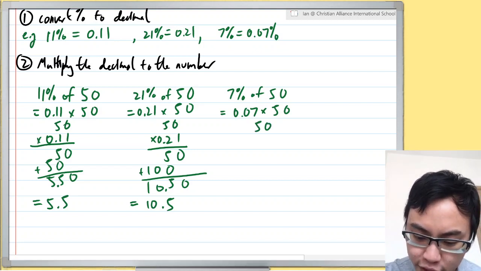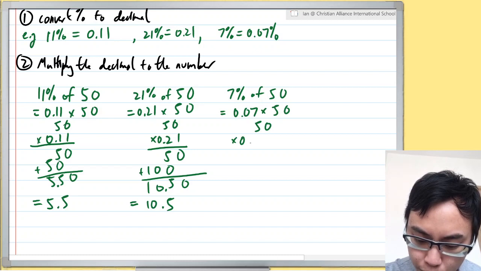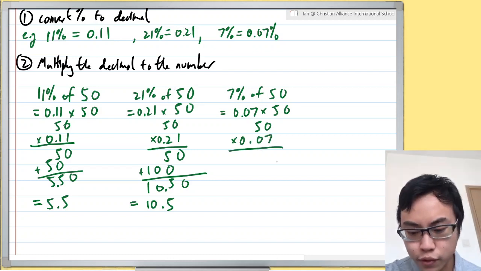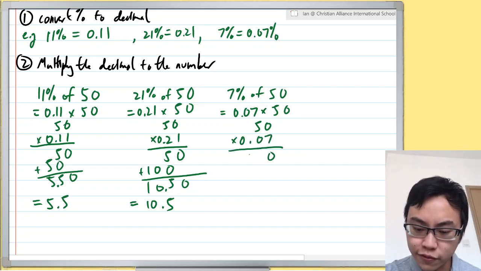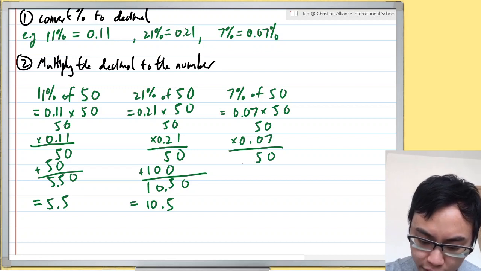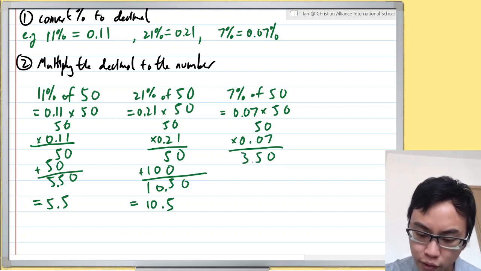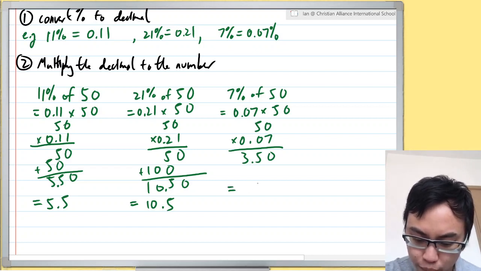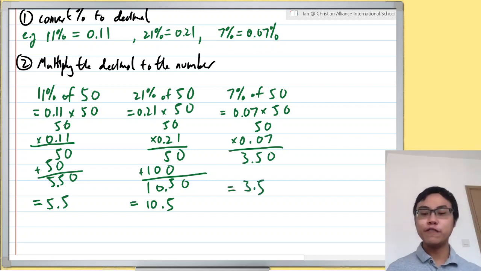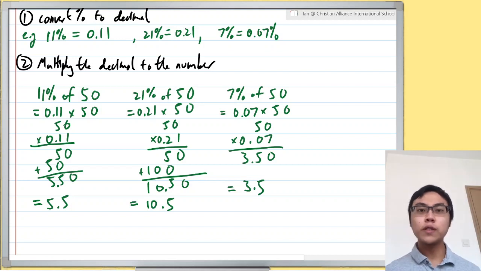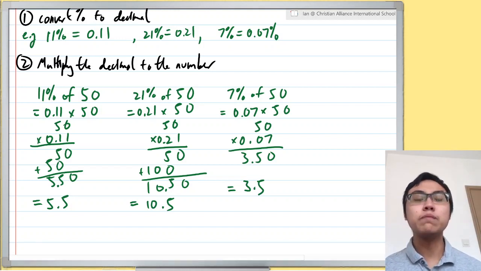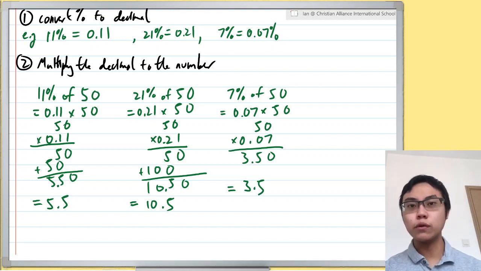So this is going to be 50 times 0.07. And so 7 times 0 is 0, 7 times 5 is 35. And then there's 2 decimal places, so there's 2 decimals, 3.5. And so that is equal to 3.5 in the end. 7% of 50 is 3.5. Was that really difficult? No, it's just mostly multiplying decimals to whole numbers.